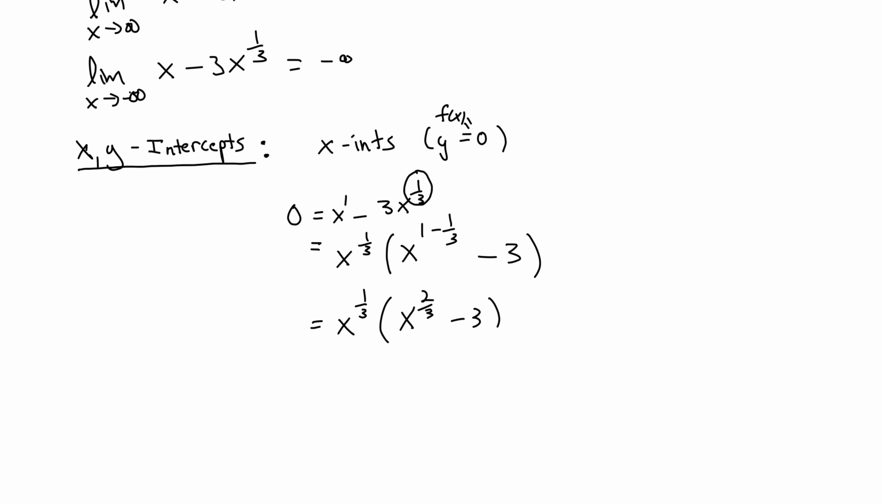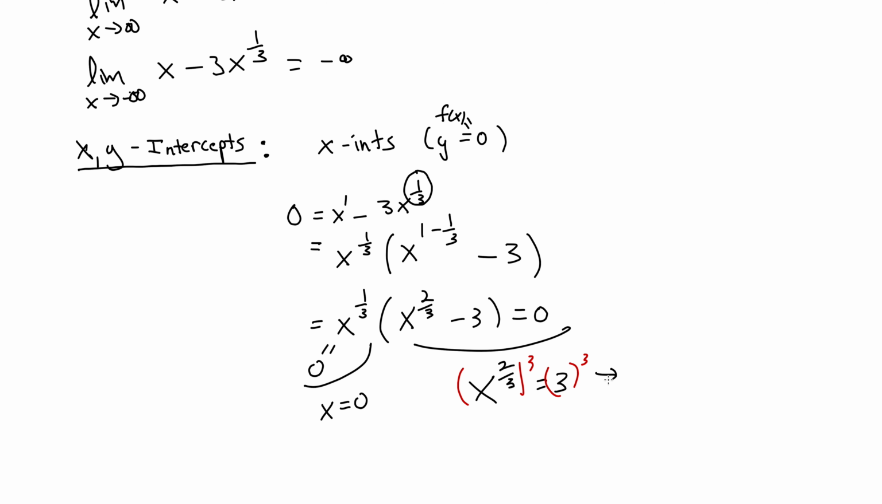Okay, now we set both of these terms equal to 0. Well, the first one simply tells us that x equals 0. The second one we have to be a little more careful with. We get x to the 2/3 equals 3. We'll cube both sides. All right, x squared equals 27.